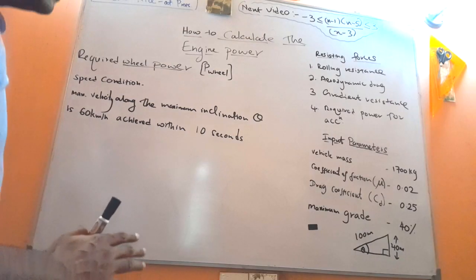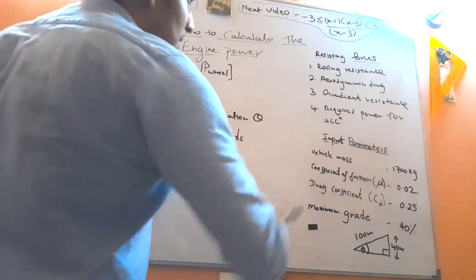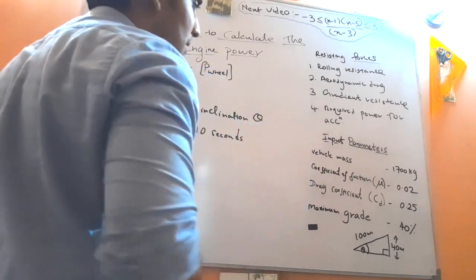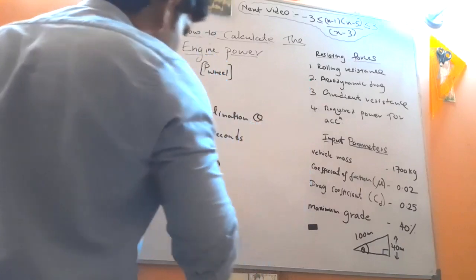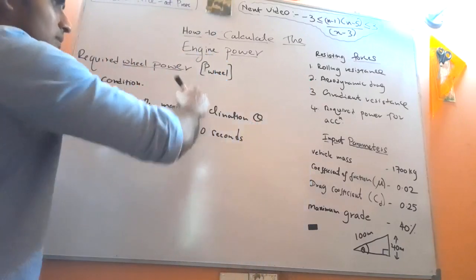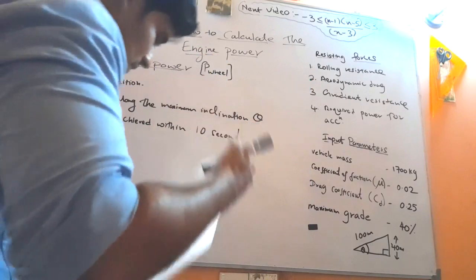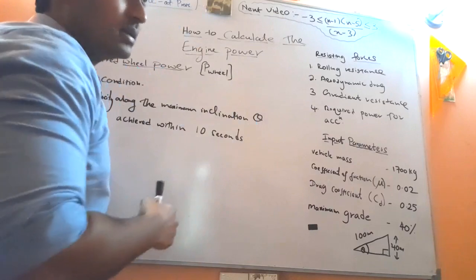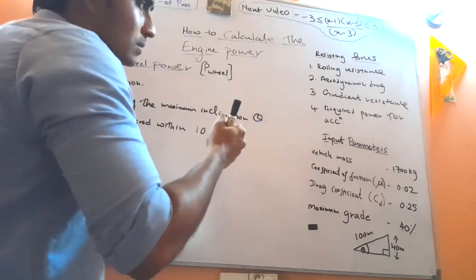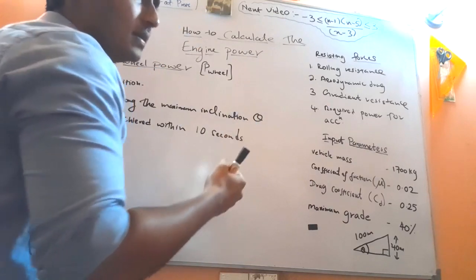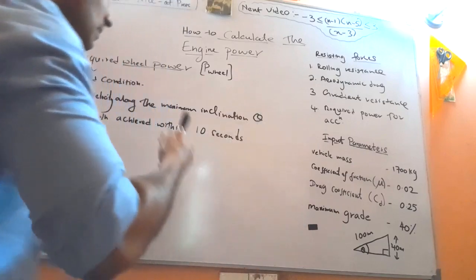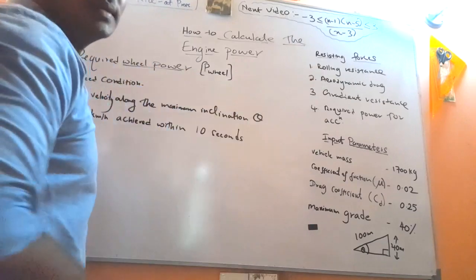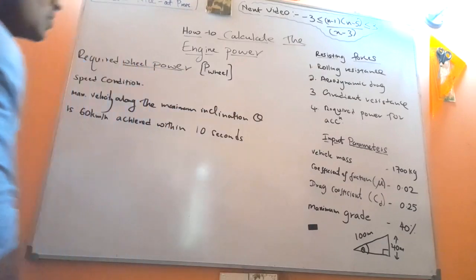Now we will first calculate the rolling resistance. In order to calculate the total wheel power, we have to calculate the resisting forces one by one, because only if we know all the resisting forces can we calculate the required wheel power to overcome all these resistive forces. So, rolling resistance.